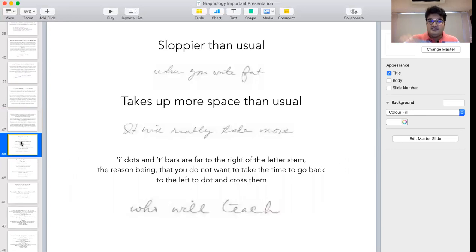If it is sloppier than usual, that is one tell that you're writing very fast. You take up more space than usual. That is another aspect that you're writing fast. The I dots and T bars are far to the right of the letter stem. The reason being that you don't want to take the time to go back to the left to dot and cross them. So if you see over here, this crossbar is going far towards the right, and this I dotting is also going far towards the right. You don't want to take the time to go back. So you're going extremely fast.